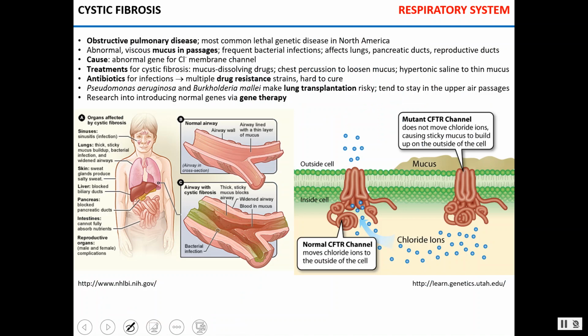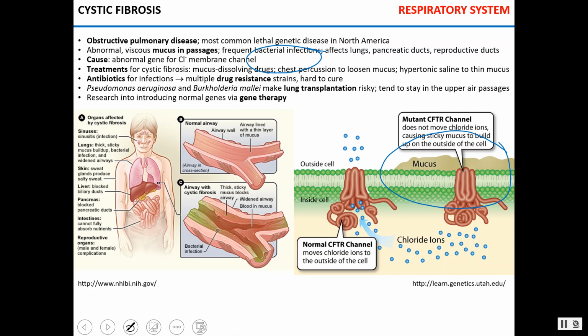Now, the last bit about the respiratory system I wanted to talk about is cystic fibrosis, which is an obstructive pulmonary disease. It is caused by accumulation of abnormally viscous mucus in the respiratory passages. There is an abnormal gene for a chloride channel in the membrane of the cells in the respiratory passages. This leads to the accumulation of mucus. As we mentioned, accumulation of mucus leads to frequent bacterial infections. It may affect lungs, pancreatic ducts, reproductive ducts.